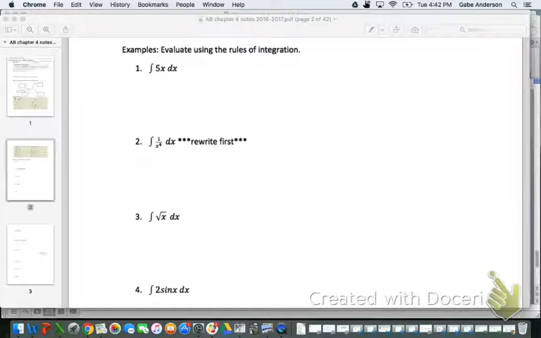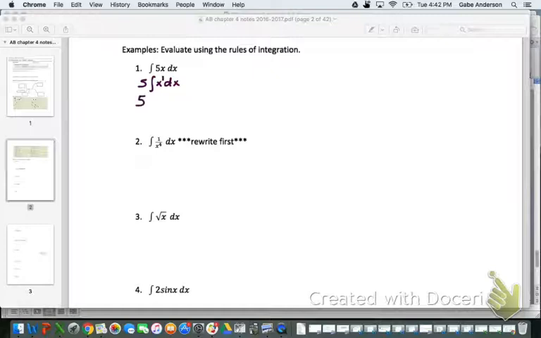So what I'm going to do is bring that 5 out, so it would be 5 times the integral of x dx. Now I'm going to look at what's on the inside here. I'm going to look at the integrand and ask myself, all right, which rule should I use? It's maybe not obvious at first, but it is x to the first, isn't it? So this is going to be a power rule for integrals.